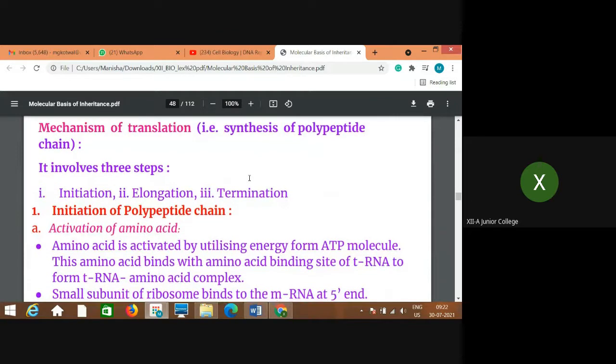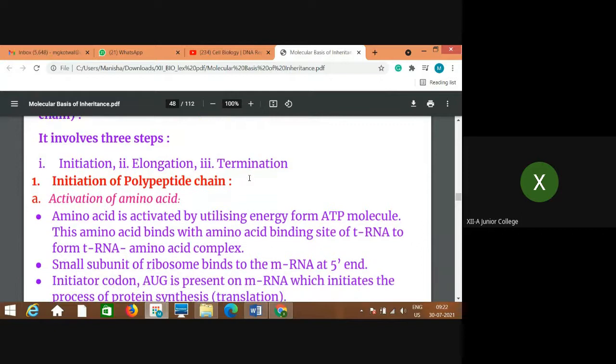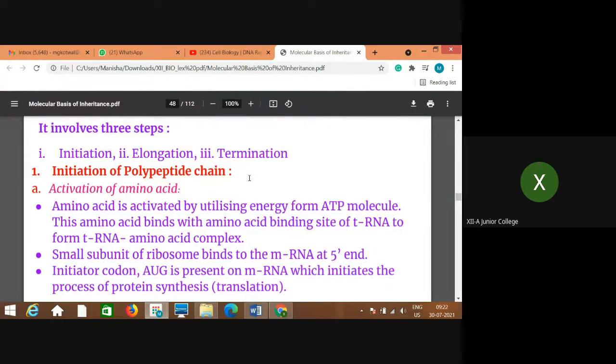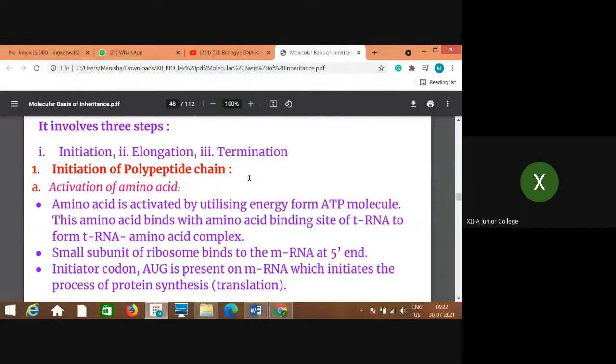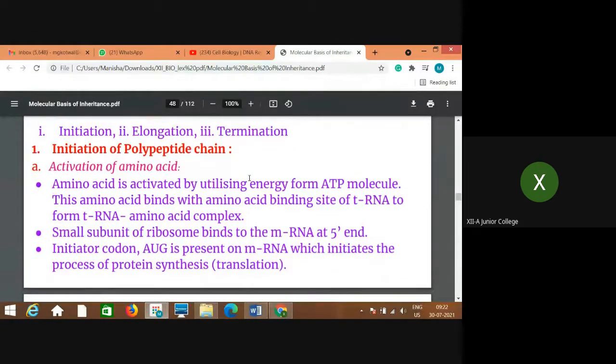Now we'll see what these sites are in the diagram, and we'll discuss the actual process, that is the mechanism of translation, also called synthesis of polypeptide chain. What does it involve? It involves three steps: initiation, elongation, and termination. Now, how does the initiation start? Just now I was telling you that the main part in the process of polypeptide chain synthesis is amino acids. Now, these amino acids need to be activated. How are these activated? These are activated by utilizing energy from the ATP molecule.